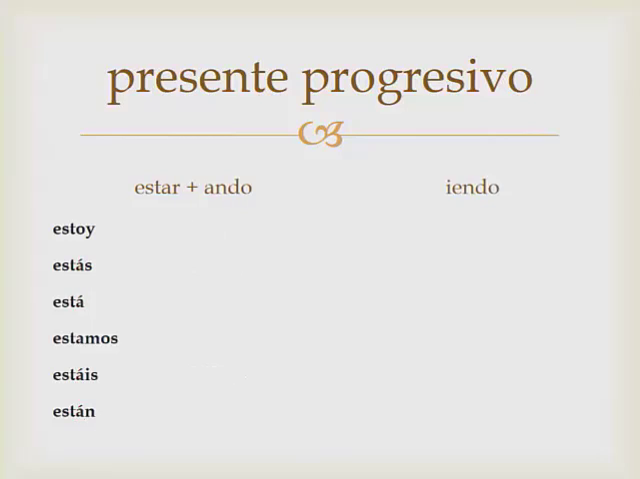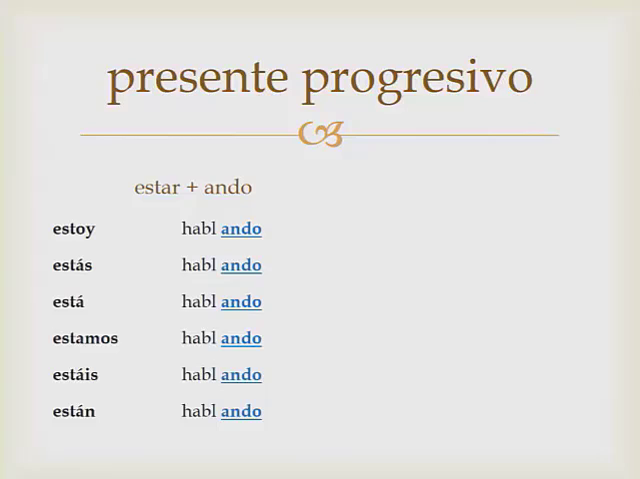Now let's look at the progressive part of the present progressive. We have estar plus ando and yendo. We'll begin first with the ando part. If you want to say I am speaking, you'll take your AR verb, like hablar, and you'll make it ando. You'll remove the AR of hablar, and you'll add ando. The progressive is simply saying ing.